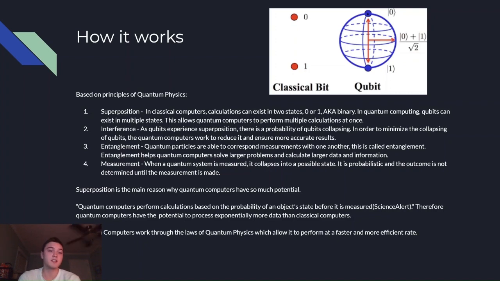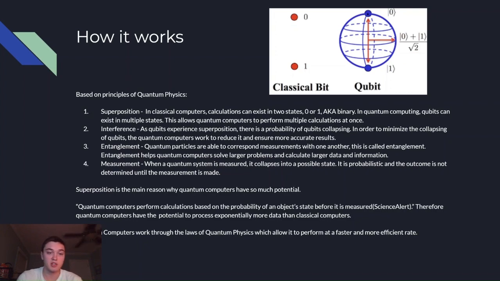The next principle is interference. As qubits experience superposition, there's a probability of qubits collapsing, and in order to minimize the collapsing of qubits, quantum computers work to reduce it and ensure more accurate results. The third principle, entanglement. Quantum particles are able to correspond measurements with one another. This is called entanglement. Entanglement helps quantum computers solve larger problems and calculate larger data and information.